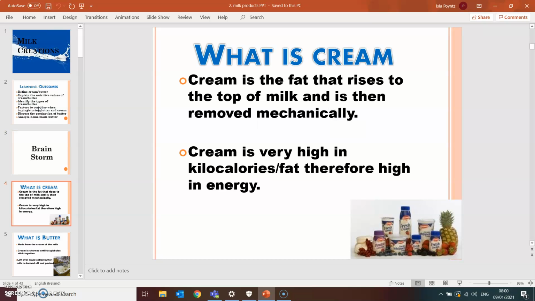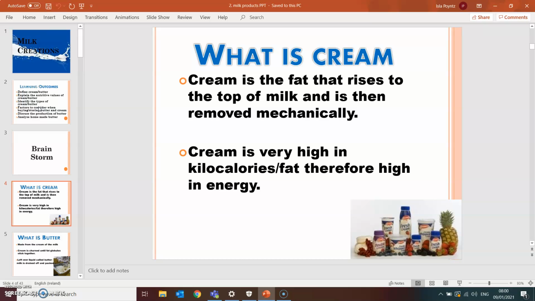Okay, so what is cream? It's the fat that rises to the top of the milk. So really, it's just that fat that's used to make the cream that's at the top of the milk. The cream or the fat, same thing, that rises to the top of the milk is what's used to make your cream. Okay, so for that reason, it's very high in fat, and as a result, high in calories.